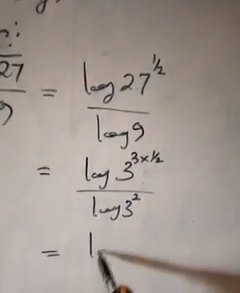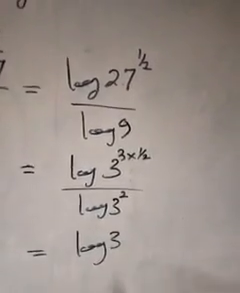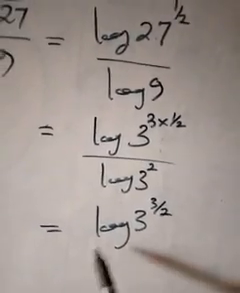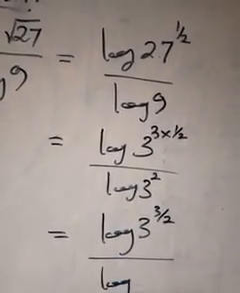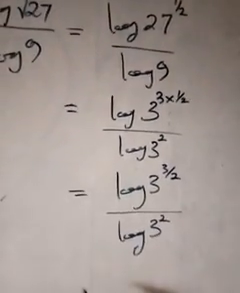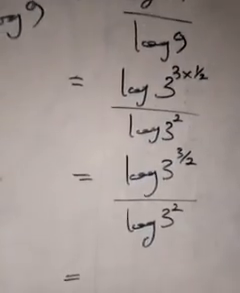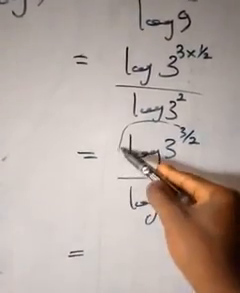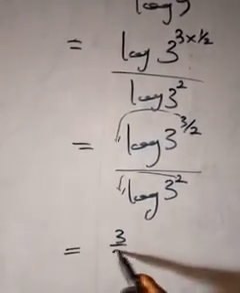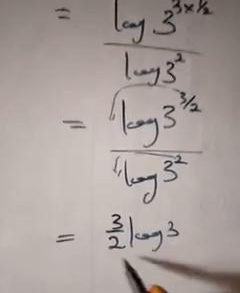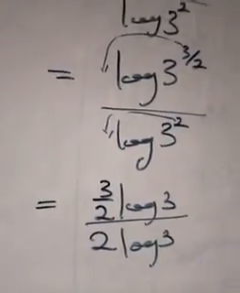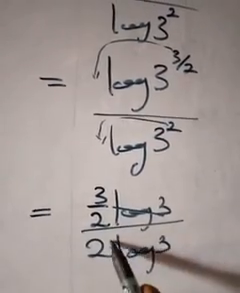Then we now have log 3 raised to the power 3 times 1 over 2, which will give us 3 over 2, divided by log 3 raised to the power 2. Now, from one of the laws, the second law of logarithm, the power will move to this side. So we have 3 over 2 log 3 divided by 2 log 3. Now you can see that log 3 can cancel log 3.